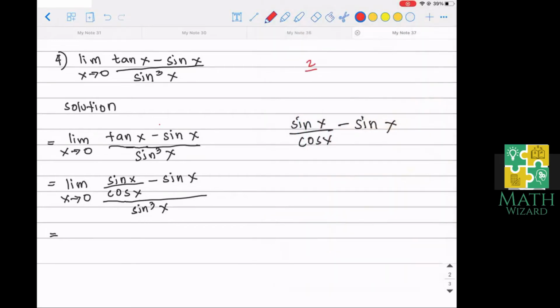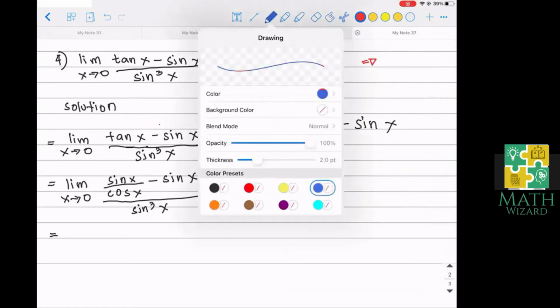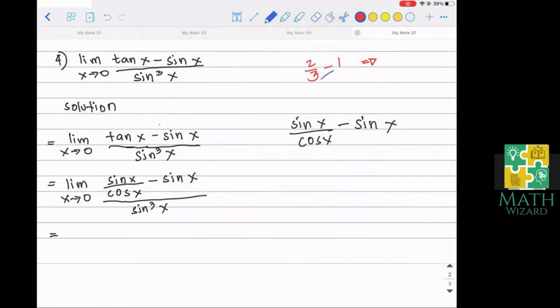Parang 2/3 minus, let's say minus 1. How do we add 2/3 minus 1? Di ba ang ginagawa natin, para mas madali, we multiply 3 with 1. So this becomes 2 minus 3 times 1 over 3. So yun yung basic ng fraction.